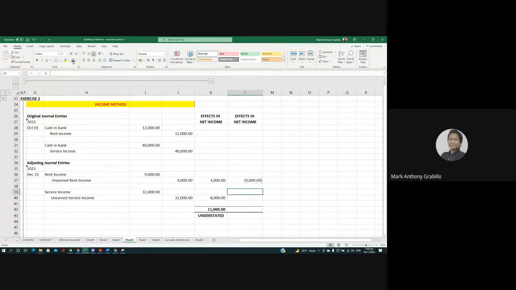Dagdag or bawas sa net income? Bawas natin. And then, unearned service income, dagdag or bawas? Bawas po. So, total overstatement? 41,000 overstated. So this will be your answer doon sa overstatement. All right. Okay. All right, class. So do you have any more question with exercise 1 and exercise 2?